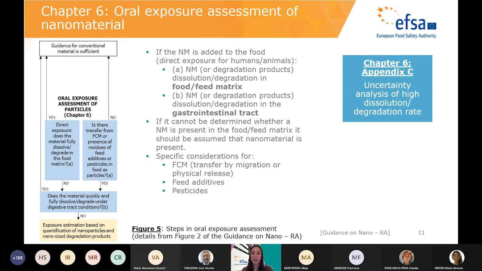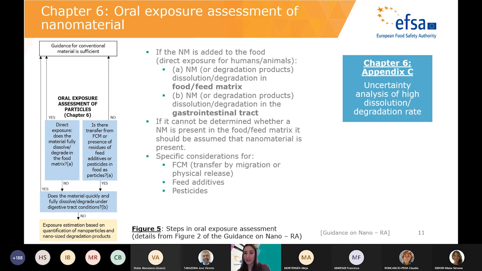There are also some specific considerations that should be taken into account for some regulated products such as food contact materials, feed additives, and pesticides. Specifically for food contact material, it is important to understand if there is transfer by migration or physical release in the food or feed matrix, and in the case of feed additives and pesticides, if residues in feed and food are present as particles.